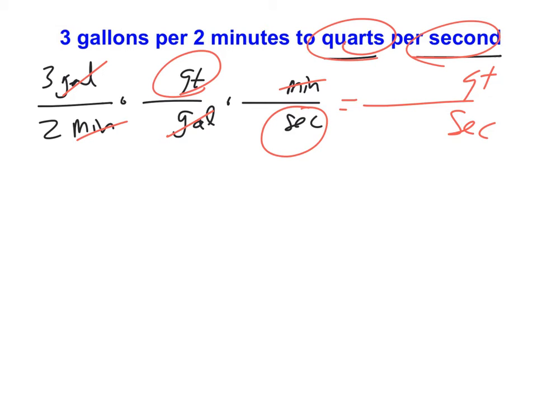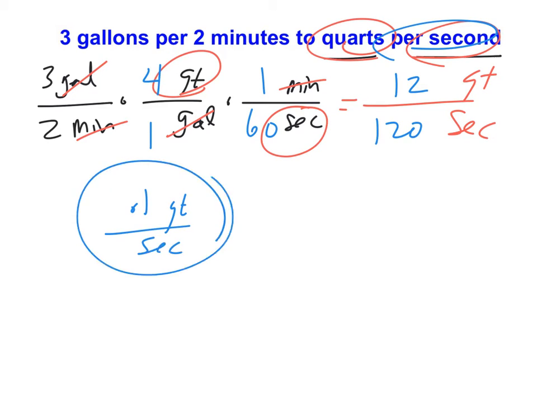And if you don't remember them, you can look that up. There are 4 quarts in 1 gallon, not the other way around. And there are 60 seconds in 1 minute, and not the other way around. We multiply straight across. On the top, I get 12 quarts. On the bottom, I get 120 seconds. But I asked for quarts per second. So that means I have to divide this out now. So it's 12 divided by 120, which is 0.1, 1/10, right? Quarts per second for our answer.